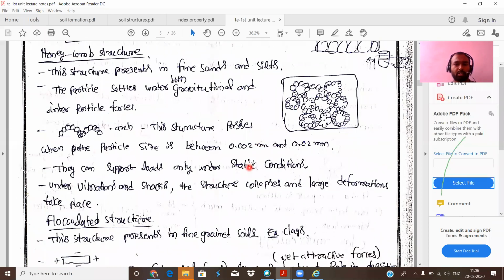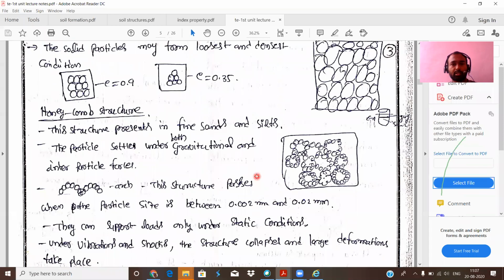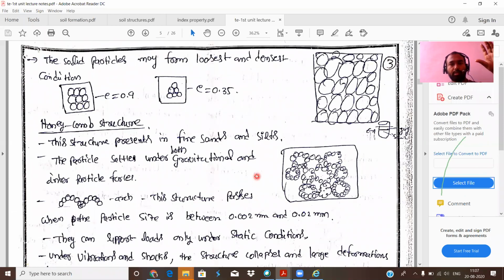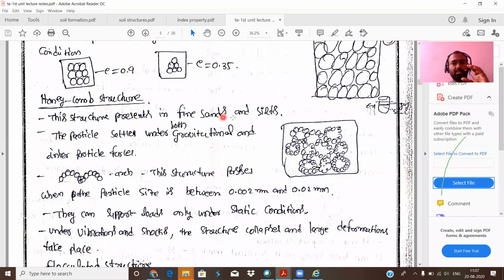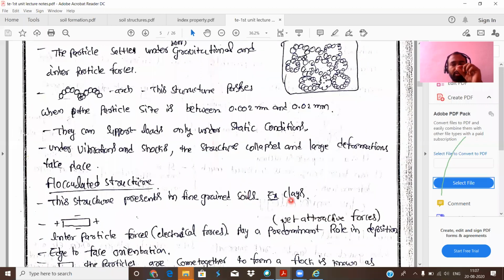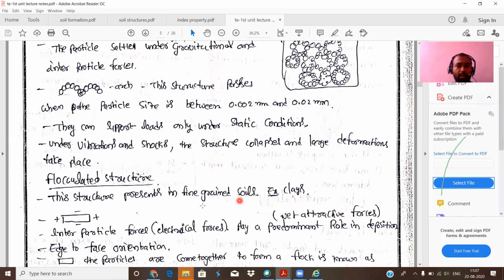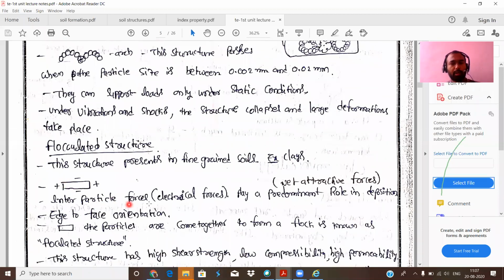Next one, flocculated structure. The structure is present only in fine grained soil, for example clays. Single grain structure is for gravels, which have a large size. Honeycomb structure is for fine sands and silts, so particle size decreases. And flocculated structure represents only clay, very fine particles. Under microscopic view, the clay particle structure is like this. Interparticle forces play a predominant role in the deposition.